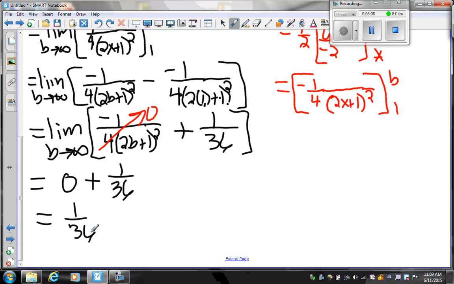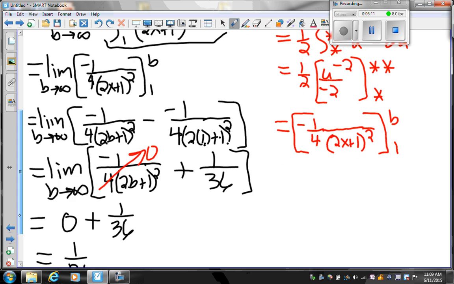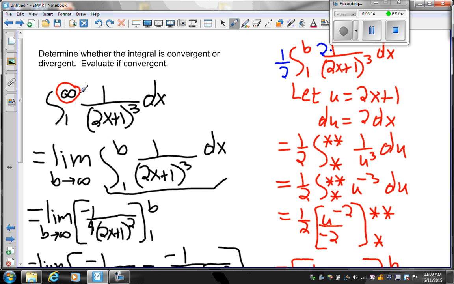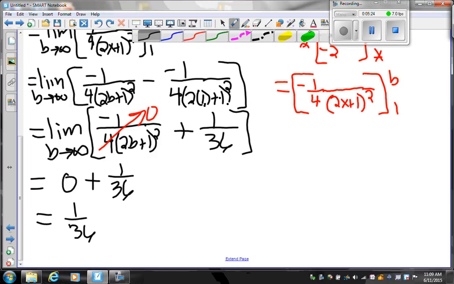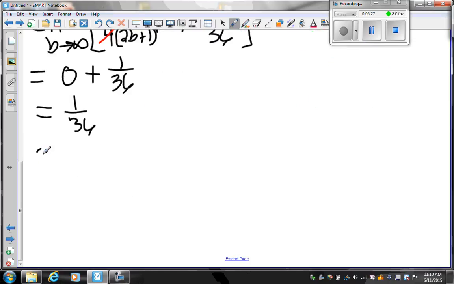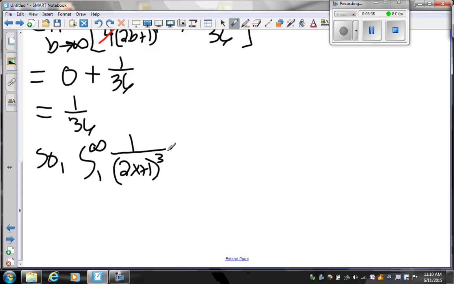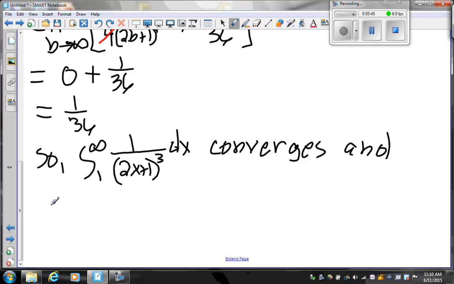So in this case, we find that our definite integral that we started with, namely the integral from 1 to infinity, 1 over (2x plus 1) cubed dx, converges and is equal to 1 divided by 36.